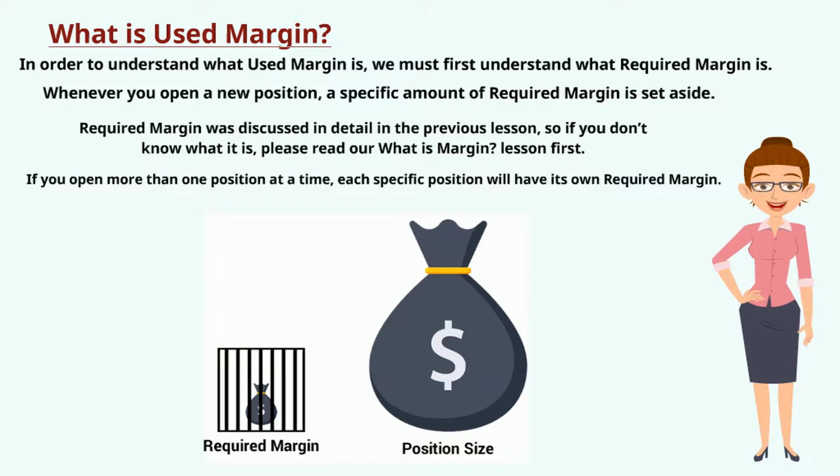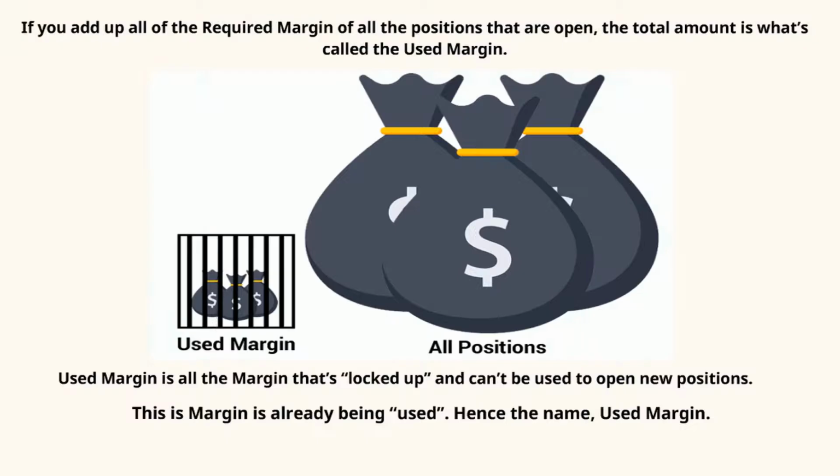If you open more than one position at a time, each specific position will have its own required margin. If you add up all of the required margin of all the positions that are open, the total amount is what's called used margin. Used margin is all the margin that's locked up and can't be used to open new positions. This margin is already being used, hence the name, used margin.